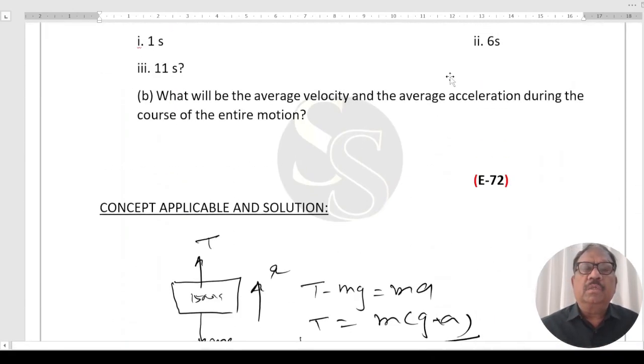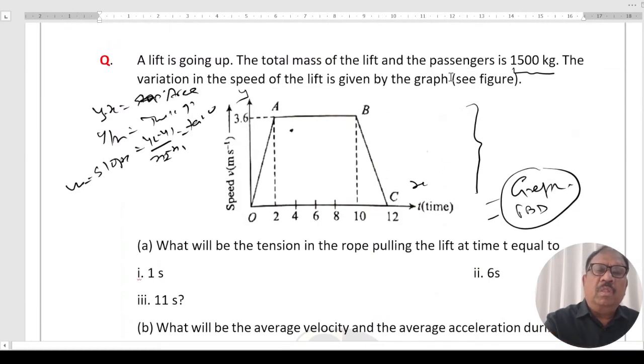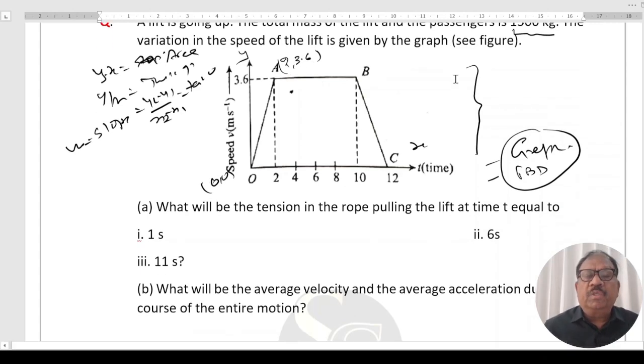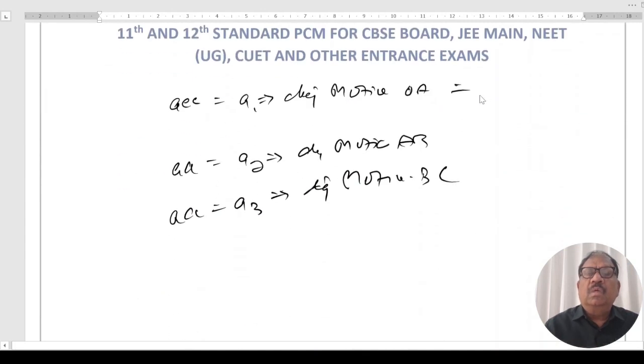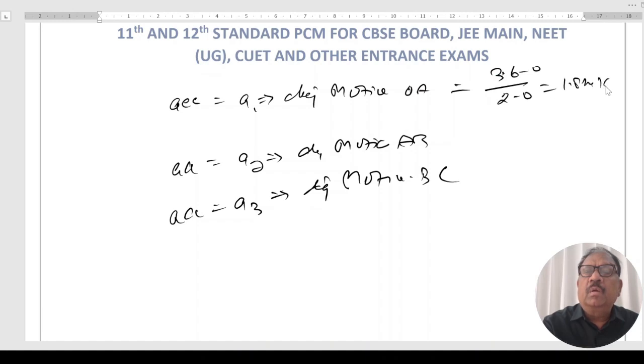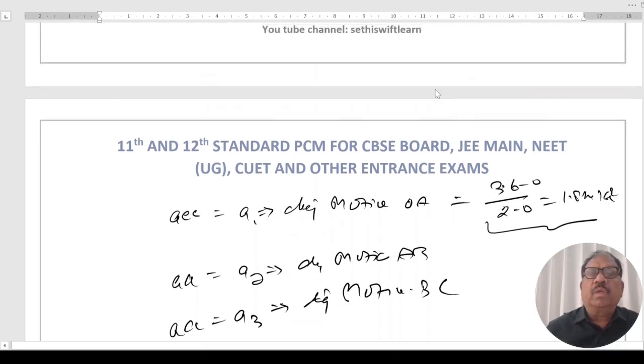In this case, this will be a1. So we have to find the ratio. Coordinates of point A will be x coordinate 2, y coordinate 3.6. This is 0, 0. So (y2 minus y1) upon (x2 minus x1). a1 will be equal to (3.6 minus 0) divided by (2 minus 0), that is 1.8 meter per second square.